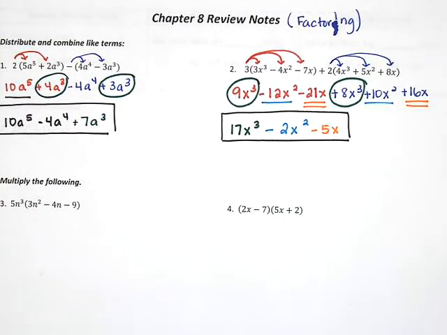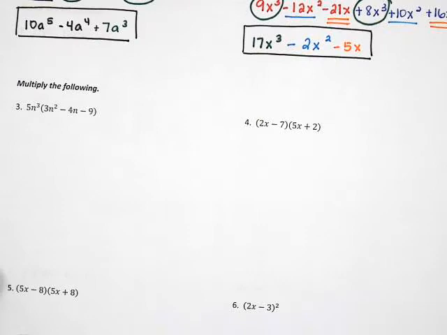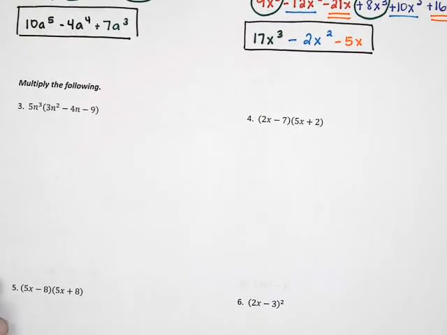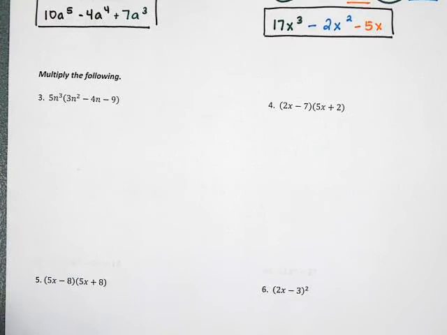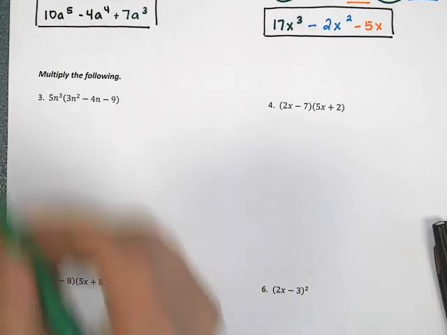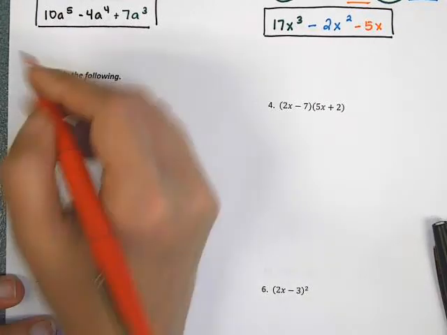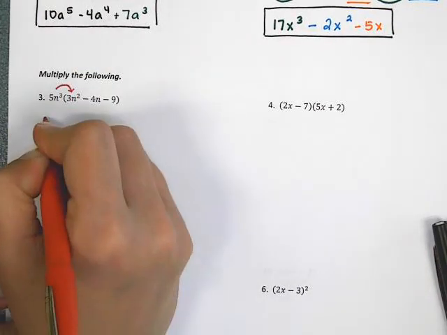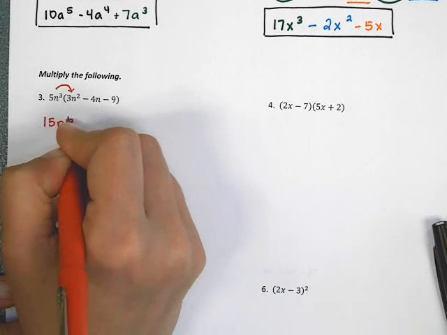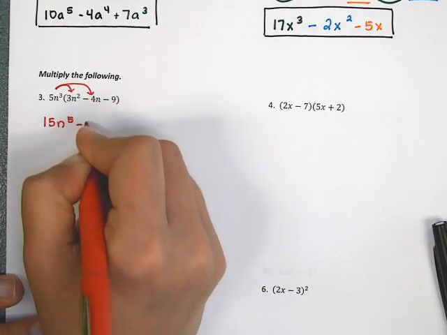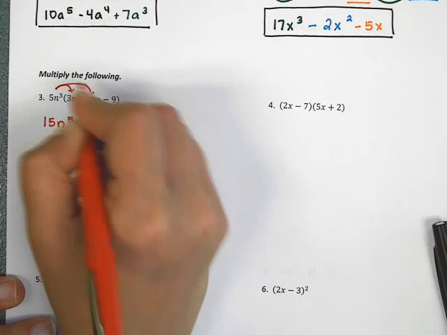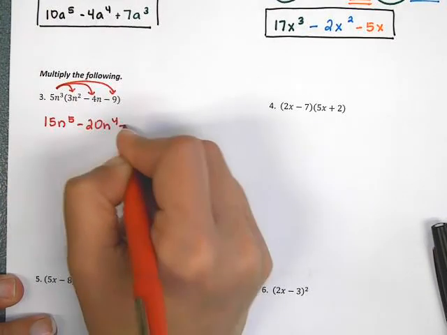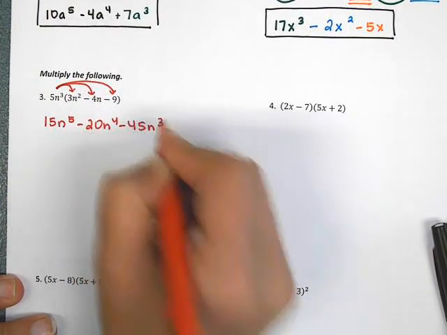Then we also talked about multiplying. So when you're multiplying polynomials, we said a good way to organize your work is to use the box method. Now in problem 3, since I'm only distributing one term for multiplication, I'm not going to worry about using the box method. I'm just going to have 15n to the 5th minus 20n to the 4th minus 45n to the 3rd.